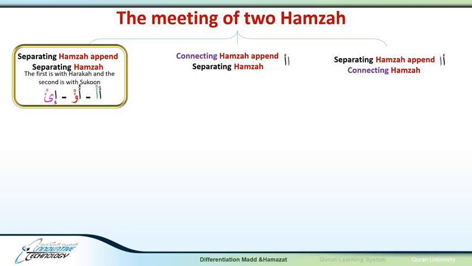We'll start with the first possibility. In that case, the first is with a haraka and the second is with a sukoon. For example, first hamza here is having a fatha, which is followed by a second separating hamza having sukoon. Or first one is having a dhamma followed by one with a sukoon. Or first one is having a kasra followed by a second hamza with sukoon.